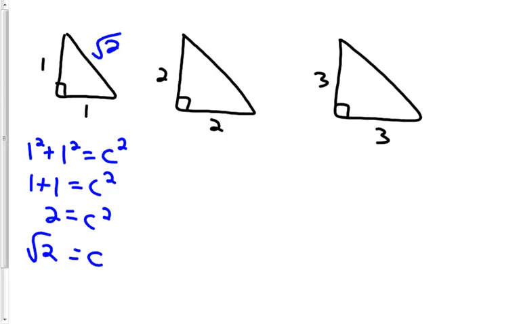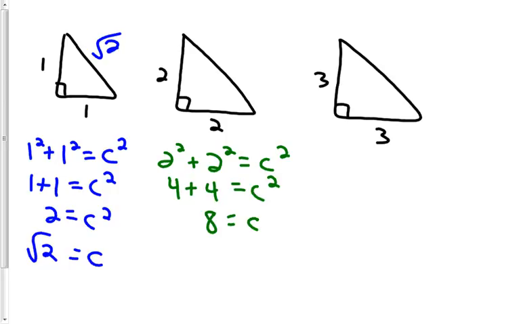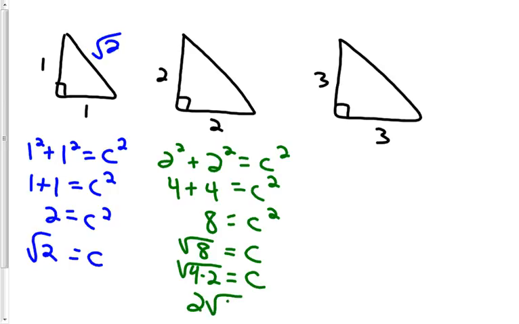Our second example, isosceles triangle with the legs equal to 2. So I have 2 squared plus 2 squared equals c squared. 2 squared is 4, so that's 4 plus 4 equals c squared. 4 plus 4 is 8 equals c squared. Take the square root of both sides, c equals the square root of 8. And simplifying radicals from last night's homework, we know that this can be the square root of 4 times 2, and the square root of 4 is 2. So that's 2 square roots of 2 equals c.